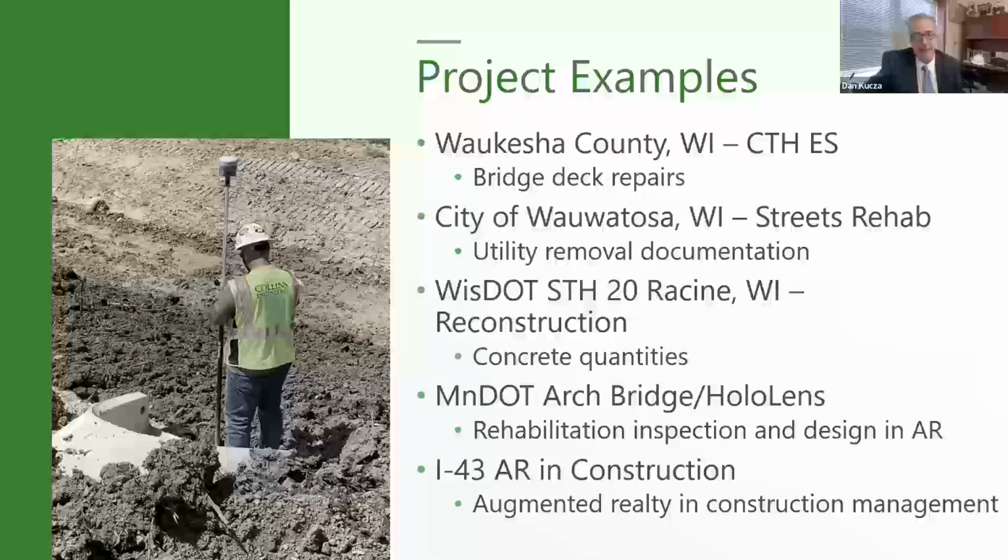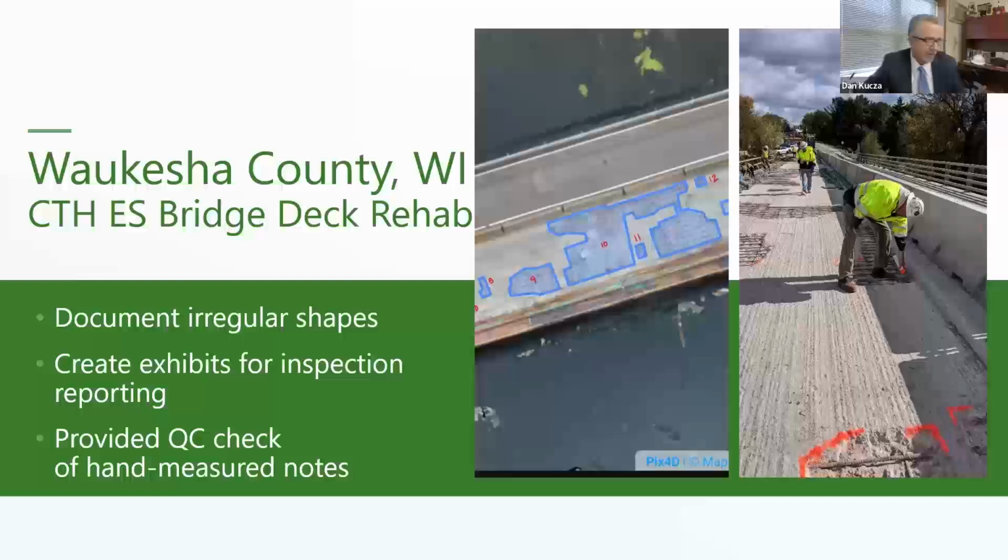And I think the I-43 AR construction will show how we're using models, exporting them into things as simple as a cell phone, and trying to use that in a geospatial way. So, next slide, Barritt. All right, so the first project is Waukesha County.